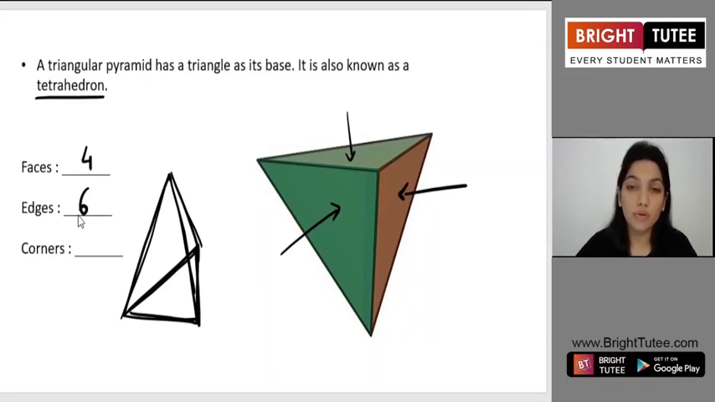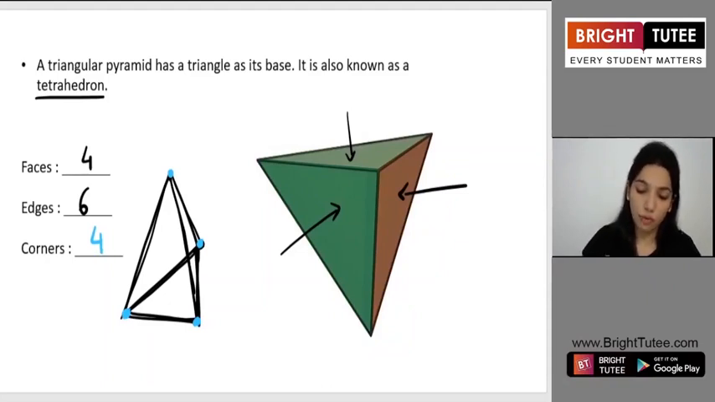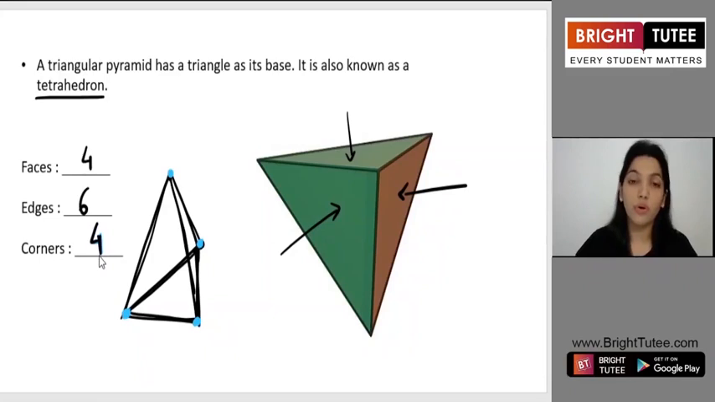Moving on to corners. How many corners do we see? So 1, 2, 3 for the bottom face and 1 at the top where all the walls are meeting. So in total the number of corners in a tetrahedron is 4. Okay, is that clear? In total we have got 4 corners in a tetrahedron.